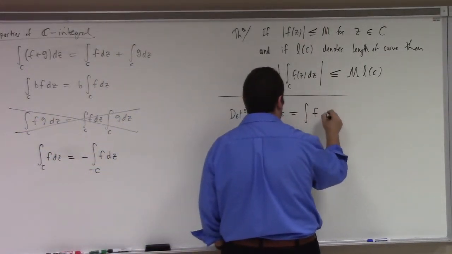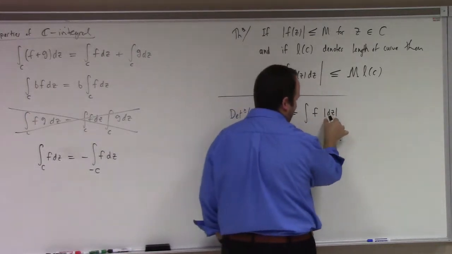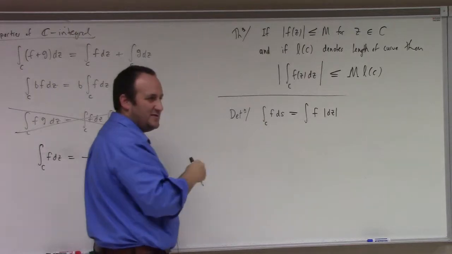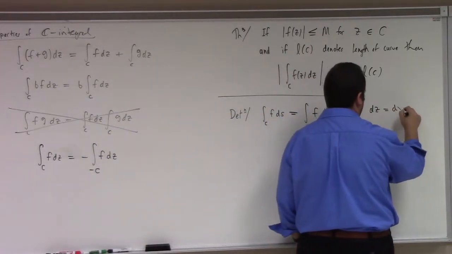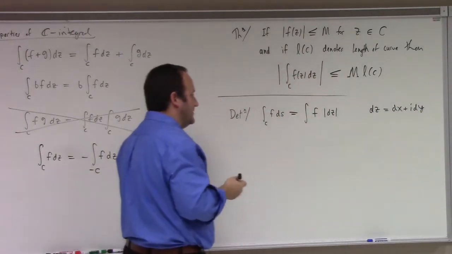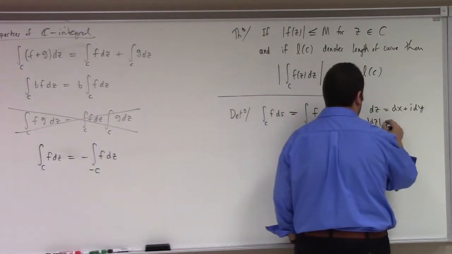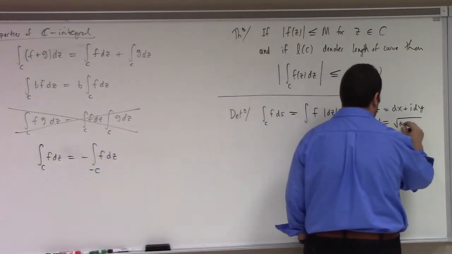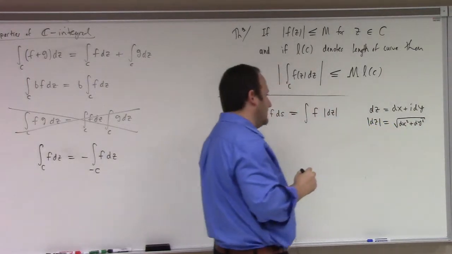Anyway, we also denote this by this. So here's a nice notation. See the magnitude of dz? What should the magnitude of dz mean? Well, dz is dx plus i dy, if you want to think about it heuristically. And so when I think about the modulus of dz, you can think of it in some sense as the square root of dx squared plus dy squared, which is a good heuristic for ds.